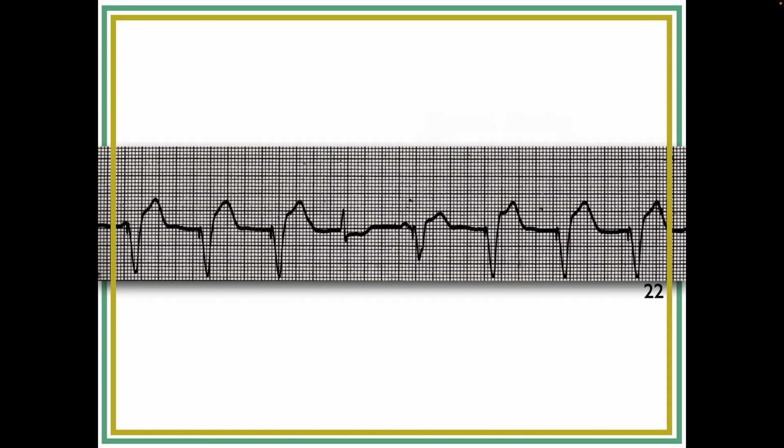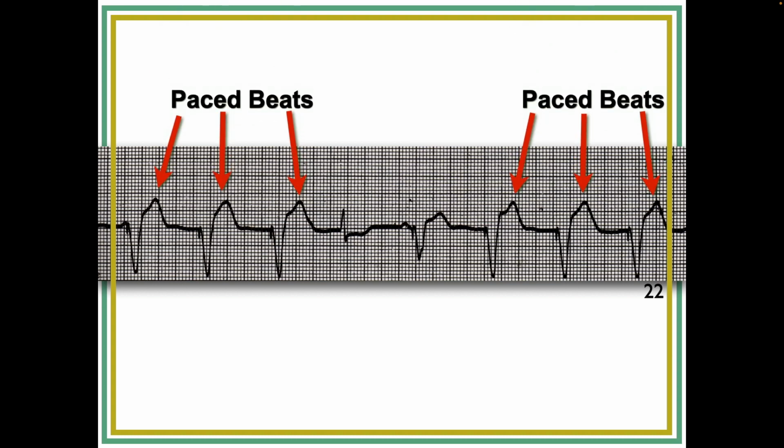So this one, you can see the capture beats or pace beats. You can call them either capture or pace. That's okay. And be careful, because at first glance it looks like a little bit of accelerated idioventricular. Look for the pacer spikes, okay? And then we have an intrinsic beat. It's probably a junctional beat, but it's a little hard to tell because there's just one.